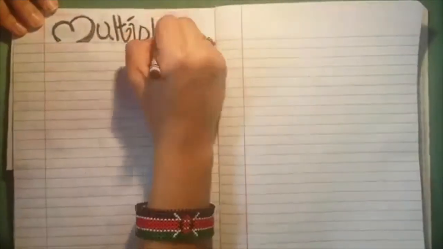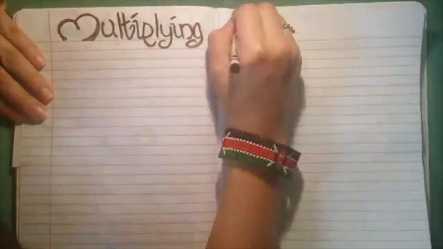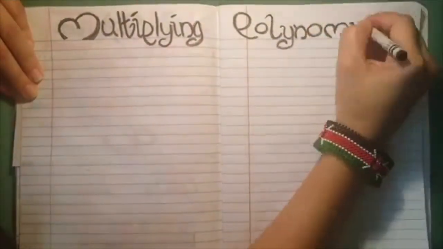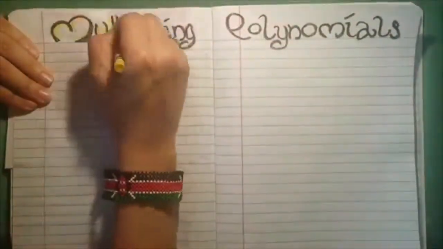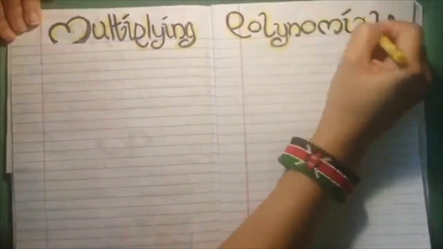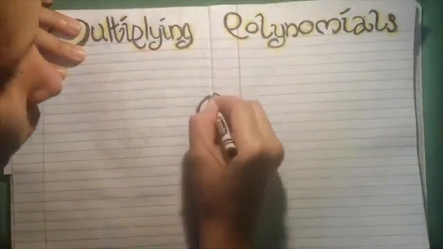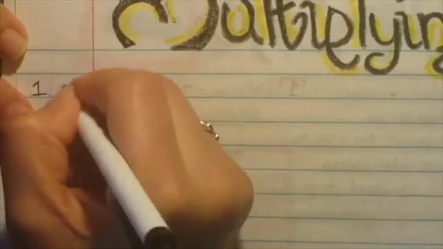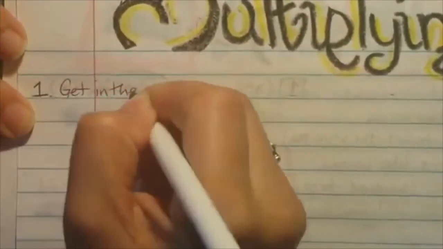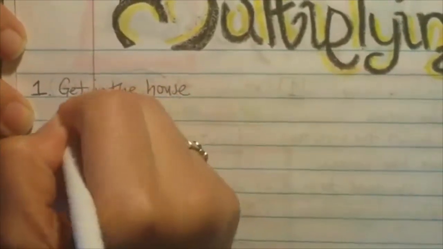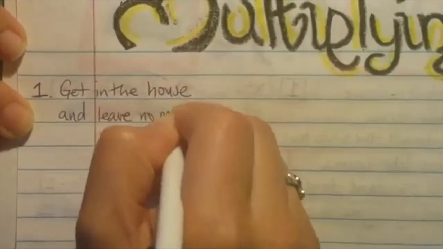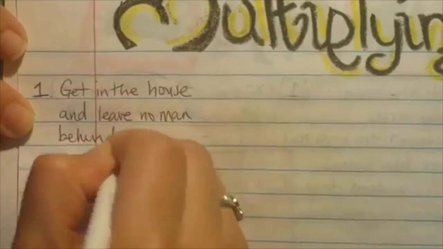So there are two ways of multiplying polynomials, and we're going to look at both of them. We're going to do the first one on the left hand side and then the second one on the right hand side. Alright, so two different ways of doing the exact same thing. So starting on the left hand side of the page, let's do it the first way. So step one is going to be to get into the house and leave no man behind. Don't forget anybody outside, okay? Get in the house, leave no man behind.